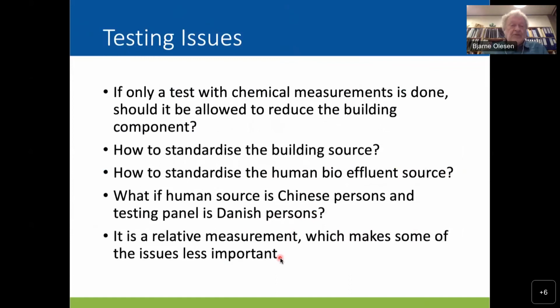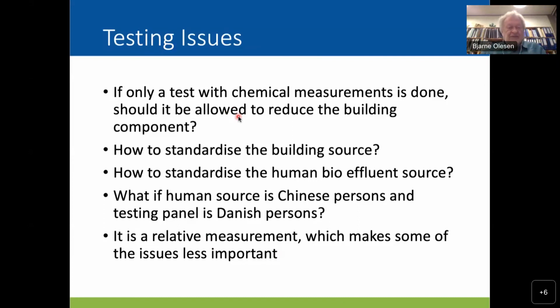I'll just skip this. So the issue with the testing is, for example, if we now only had a test method using chemical measurement, as in the standard described by Paolo, and they show a clean air delivery rate, would we then allow to change the building part? You know, there was a people part and a building part to find out how much you should ventilate. And the building part is mainly emissions from buildings like VOCs and so on. That's a question mark, because we have seen from the results that even if you don't have people as a source, the air cleaner may make it worse. So that's a big question mark, but we are discussing that.